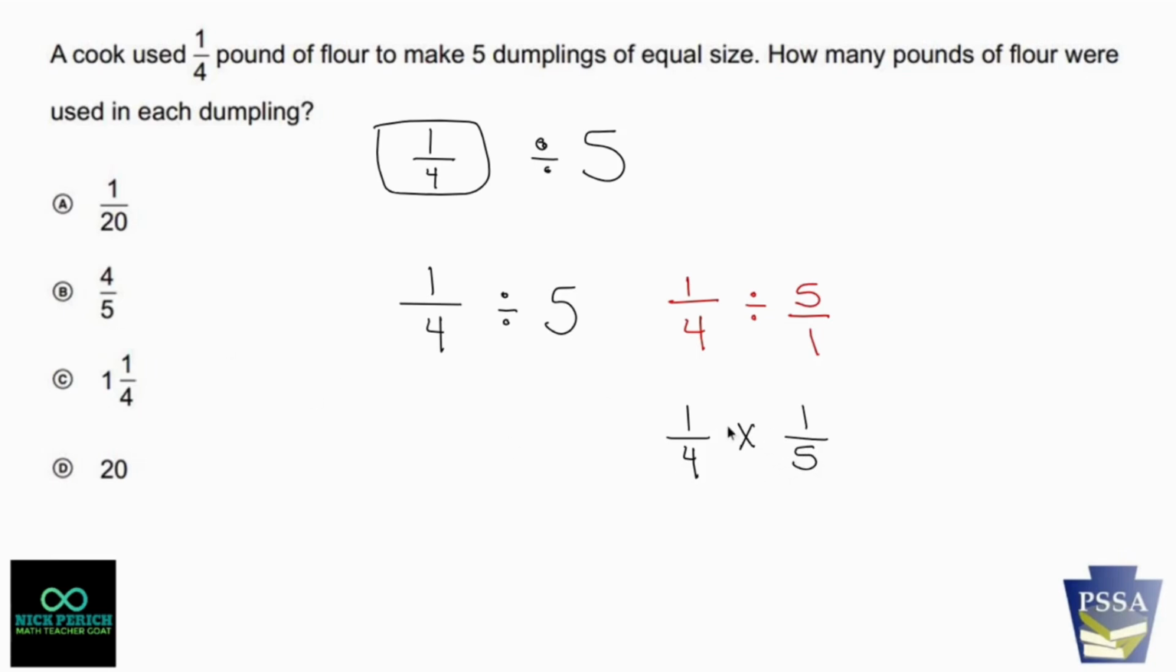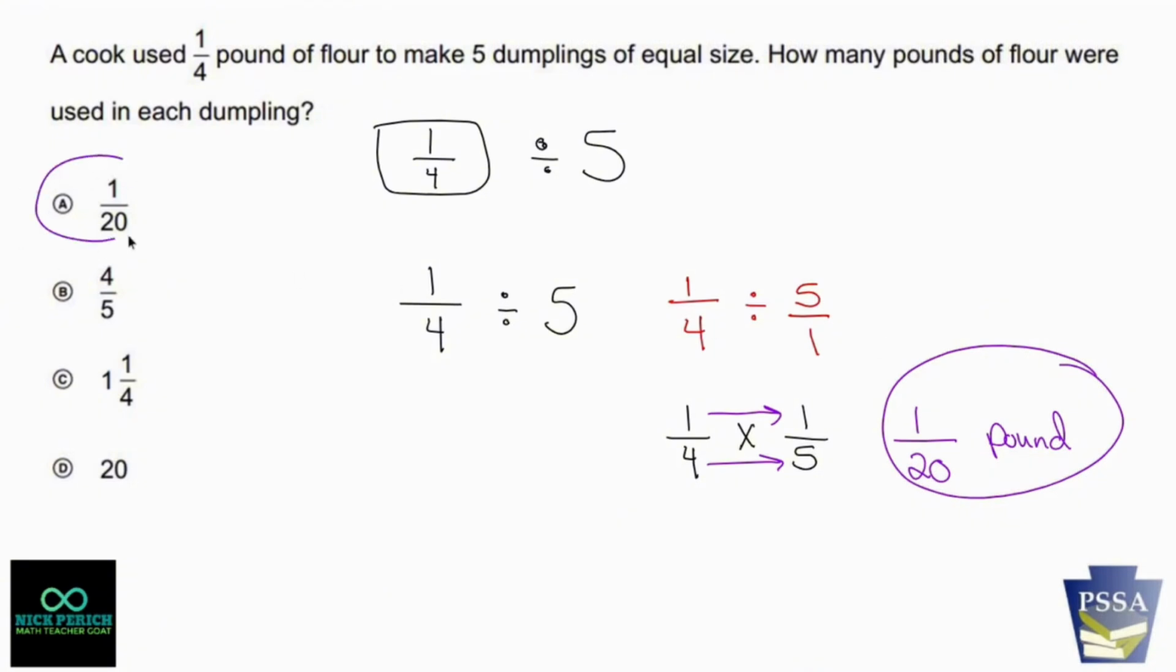Now we multiply. Multiply across the numerators. 1 times 1 is 1. Multiply across the denominators. 4 times 5 is 20. And so each dumpling is going to be 1/20th of a pound of flour. So 1/20th of a pound is A.